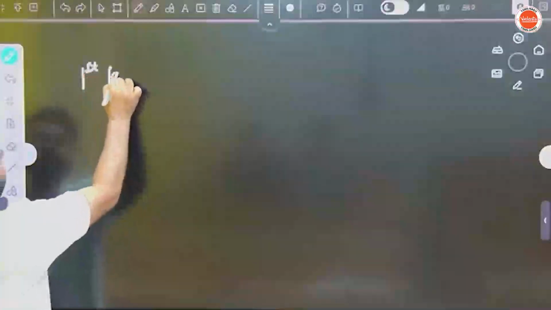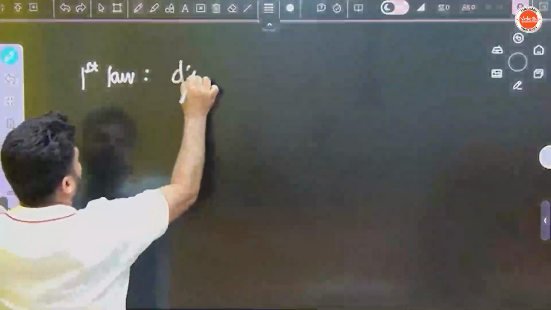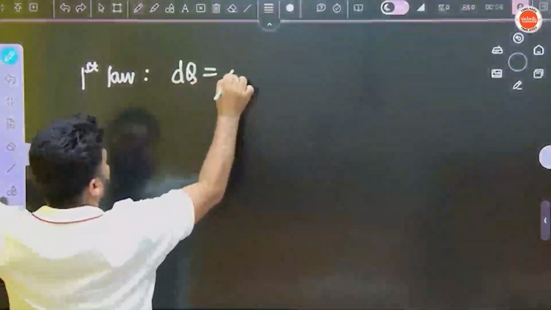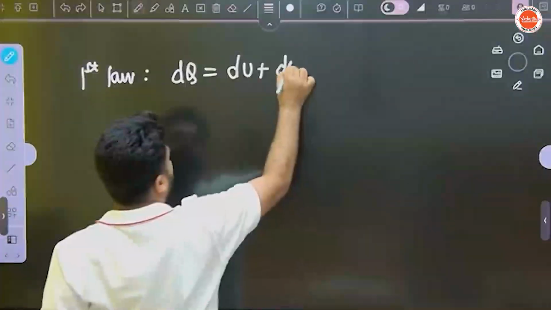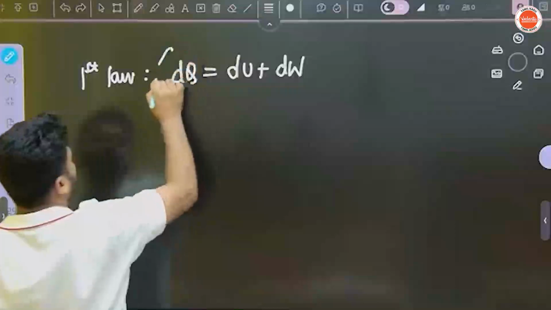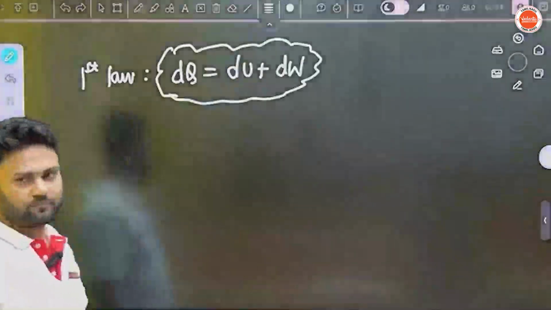So how do they define the first law of thermodynamics? First law: for any process, whatever heat energy you give will be equal to the change in internal energy plus work done. This is the first law of thermodynamics. Correct?